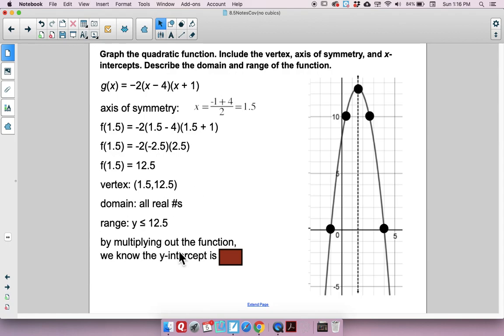Here's why. I said by multiplying out the function, we know the y-intercept is (0, 8). Okay, so how do we know that? Well, if we multiply out, isn't that ax squared plus bx plus c, or in this case k, wouldn't that be what our y-intercept is? It sure would.